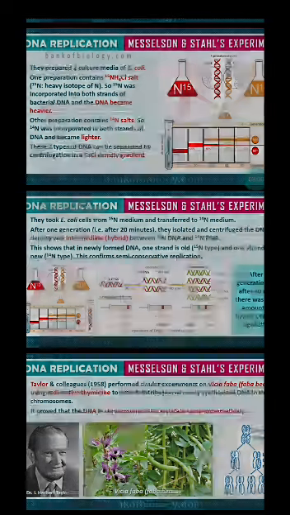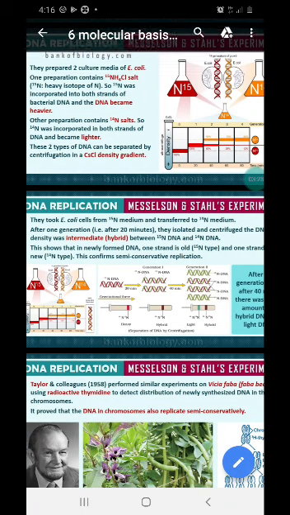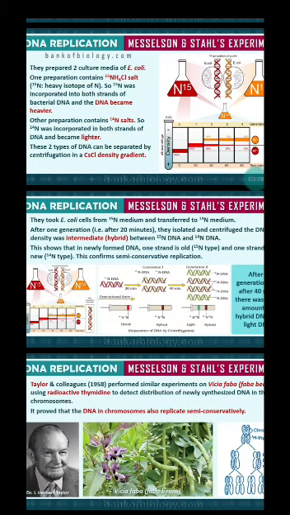Why do they need nitrogen, children? To make the nitrogenous bases, adenine, thymine, guanine, all are nitrogenous bases containing nitrogen. So to make these bases, nitrogen is needed, and the source of nitrogen is only ammonium chloride, where the nitrogen is the heavy isotope. Clear? And for many generations it is grown in this ammonium chloride.